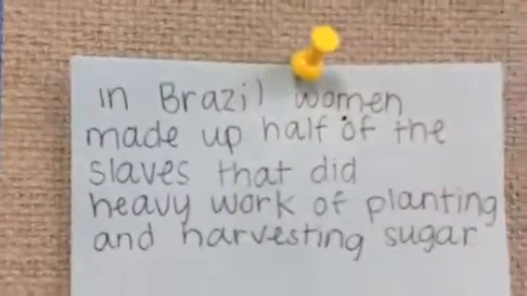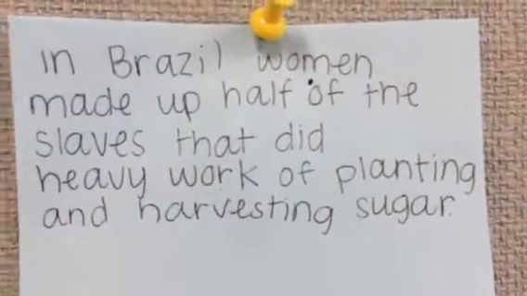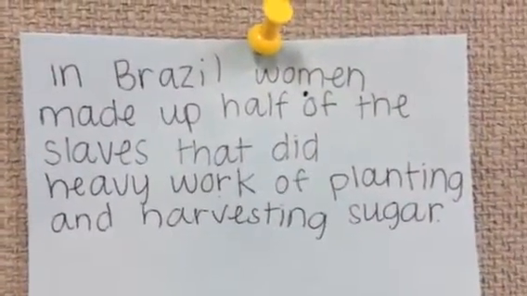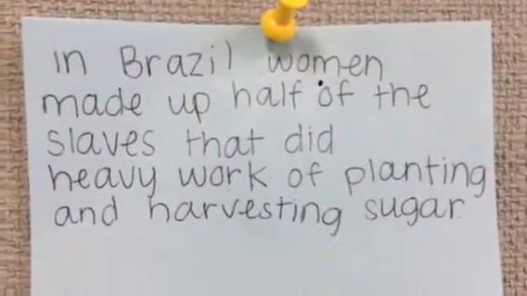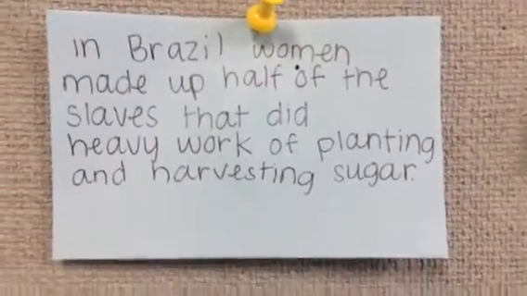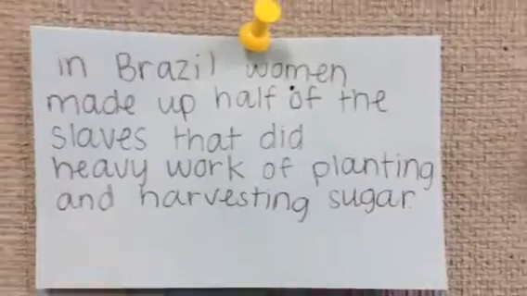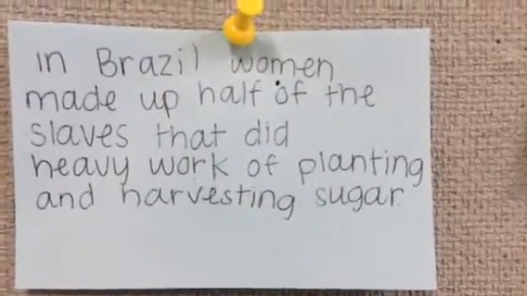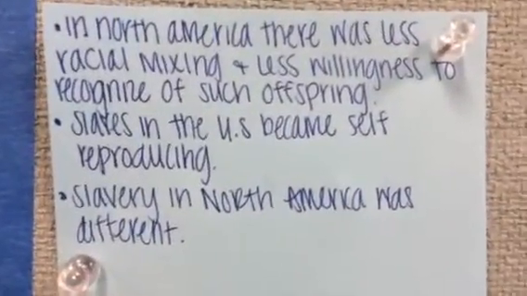Here, let's look at this one. So in Brazil, women made up half of the slaves that did heavy work of planting and harvesting sugar. I don't know how that relates or differs to the southern colonies of British North America. So we need to add a little bit more to that one, right? Let's do one more. This one seems like a bulleted list.